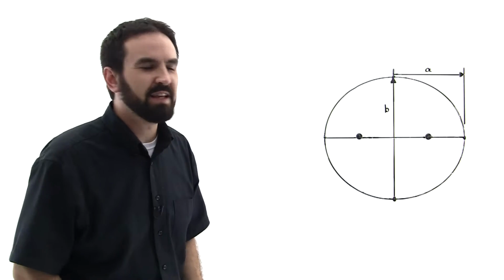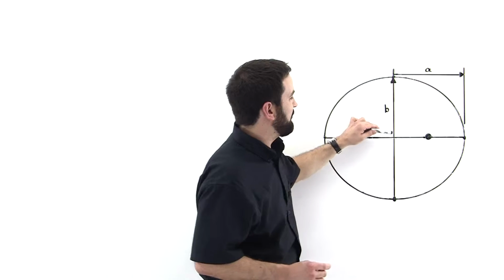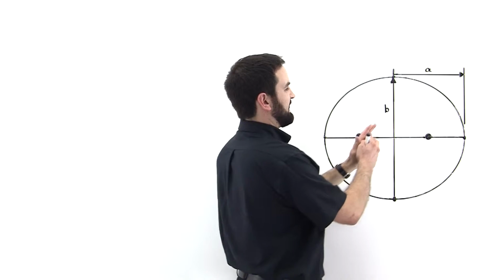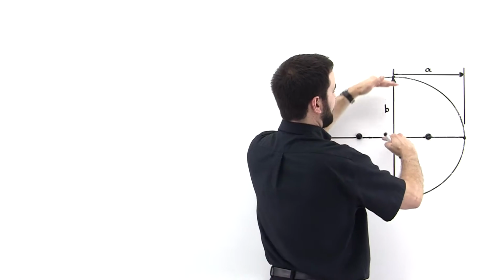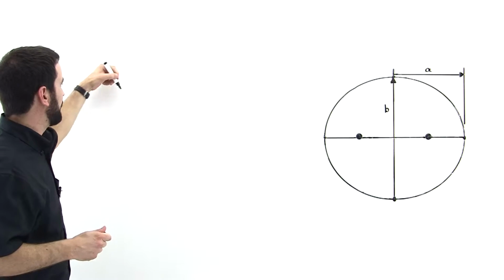Let's take a look at this ellipse. This ellipse has a major radius a and a minor radius b. That is, it is longer this way than it is this way, right? Mathematically, this can be described by the following equation.